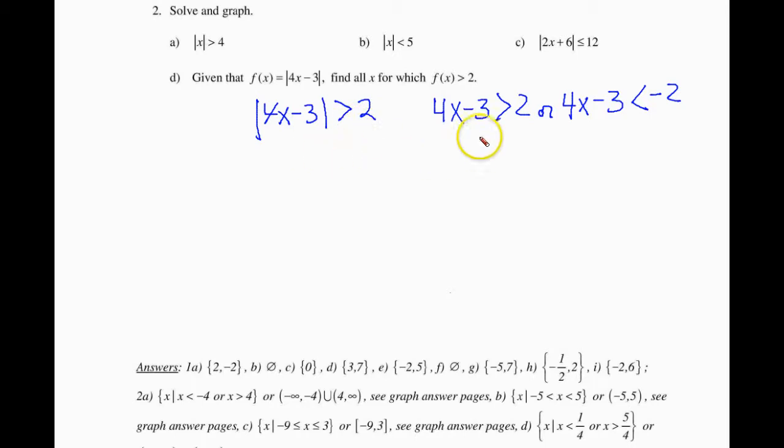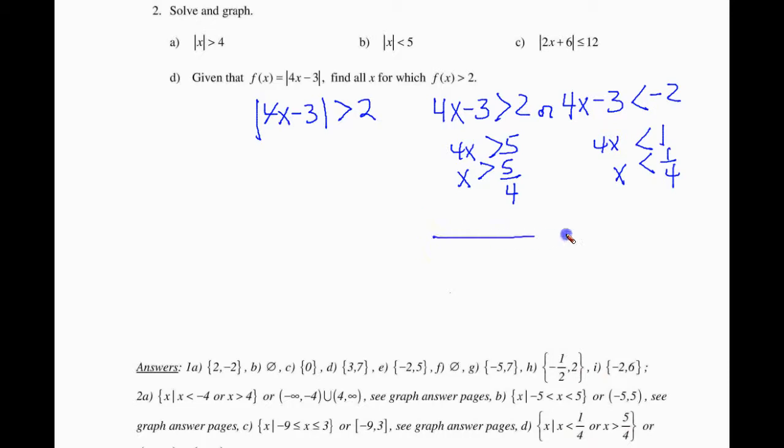So solving it, this goes over to this side, and becomes a 5. So x is greater than 5/4. And this one we bring over a negative there. On this side it becomes a positive, so less than 1. X is less than 1/4. And I can see it down here too.